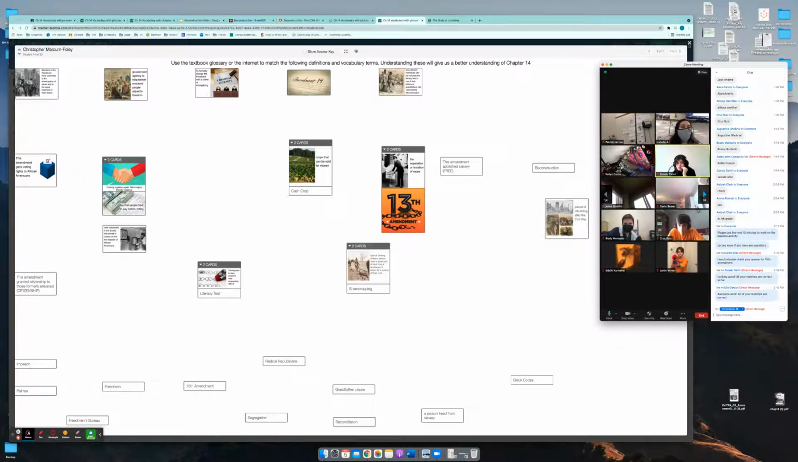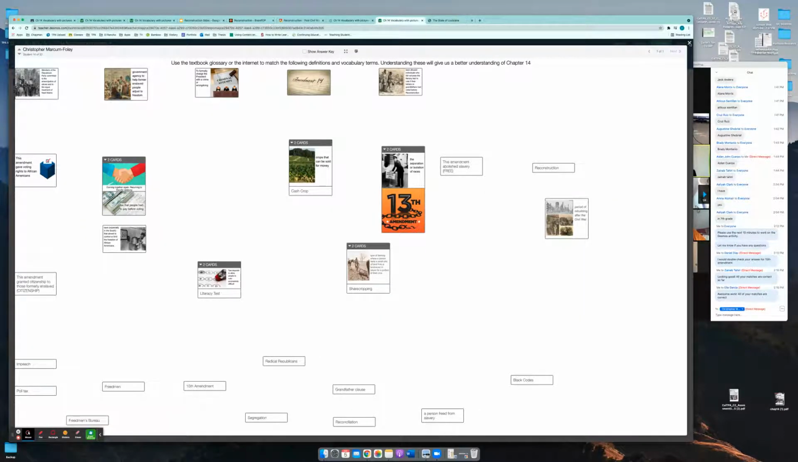Okay, so each picture should match with a word. There's one where it's just words and words together, but for the most part, it's going to be a term, like one short word, and then the picture with a description is what you're trying to match. Okay.